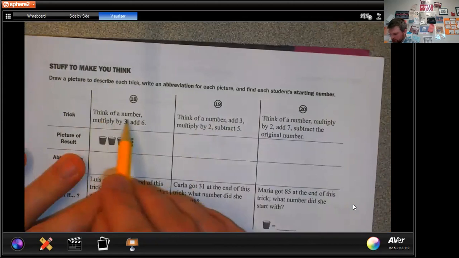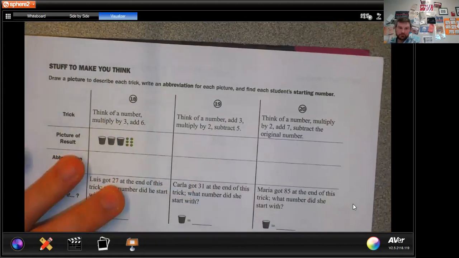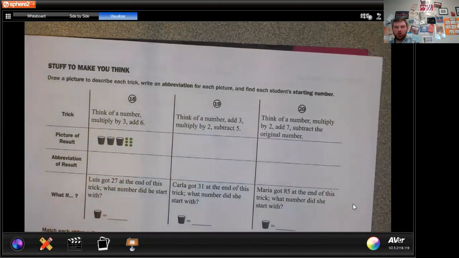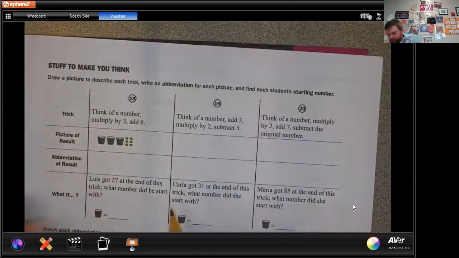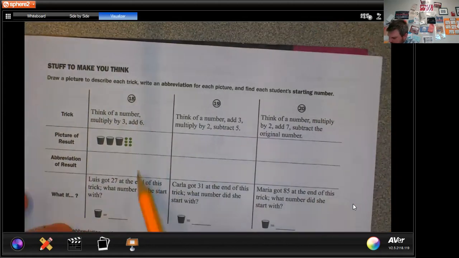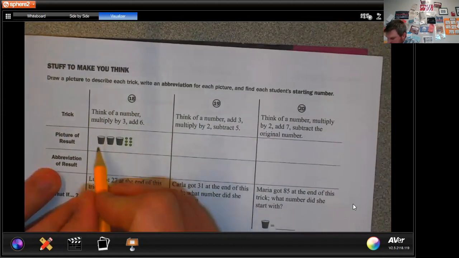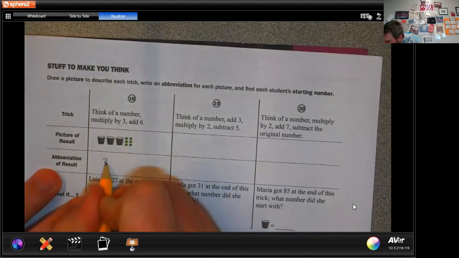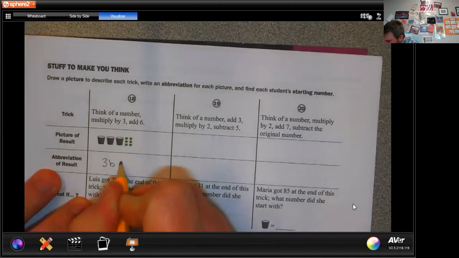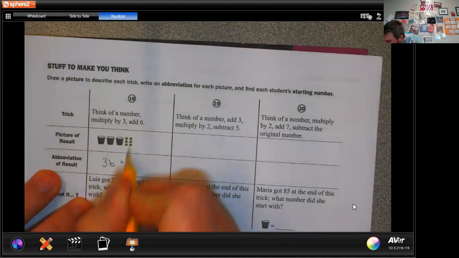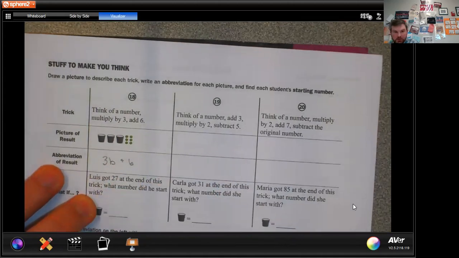Think of a number, multiply by 3, add 6. So we're kind of going to do all these steps. Before we would do it step by step. Here we're going to do it all together. Okay, so let's just go ahead and work this one down and see if we can find the abbreviation. So here I have 1, 2, 3 buckets. So we're going to do 3B plus 1, 2, 3, 4, 5, 6 marbles.